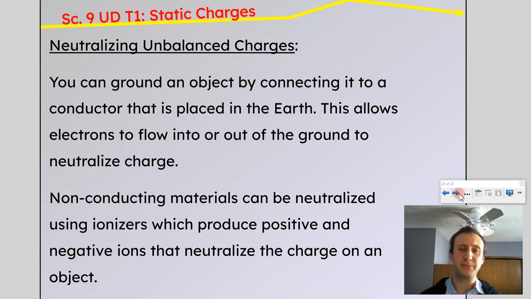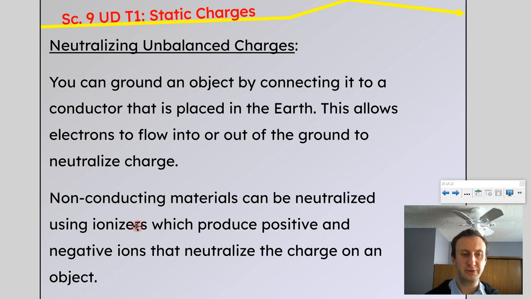You can ground an object by connecting it to a conductor that is placed in the earth. This allows electrons to flow into or out of the ground to neutralize charge. So think of the ground, the actual ground, as being like a reservoir of electrons. You can either get electrons out or you can put electrons in. And by grounding something, you are allowing electrons to move back and forth.